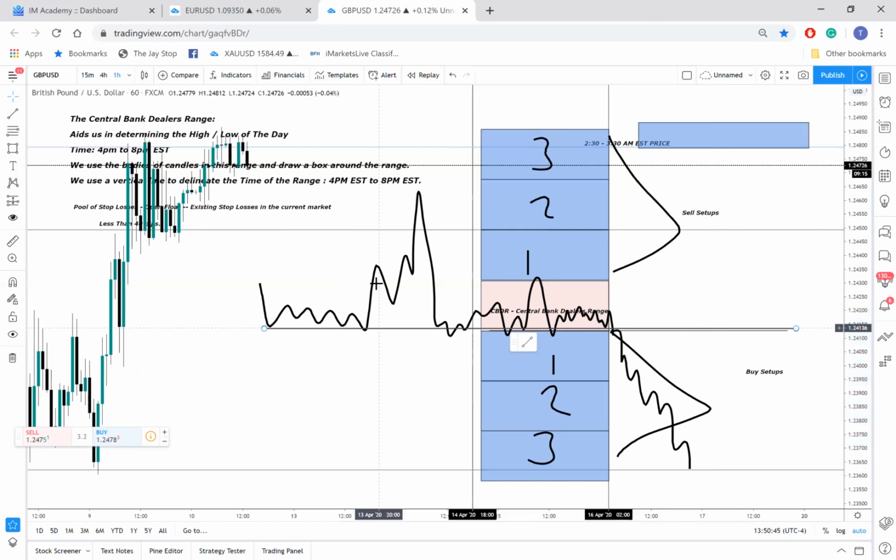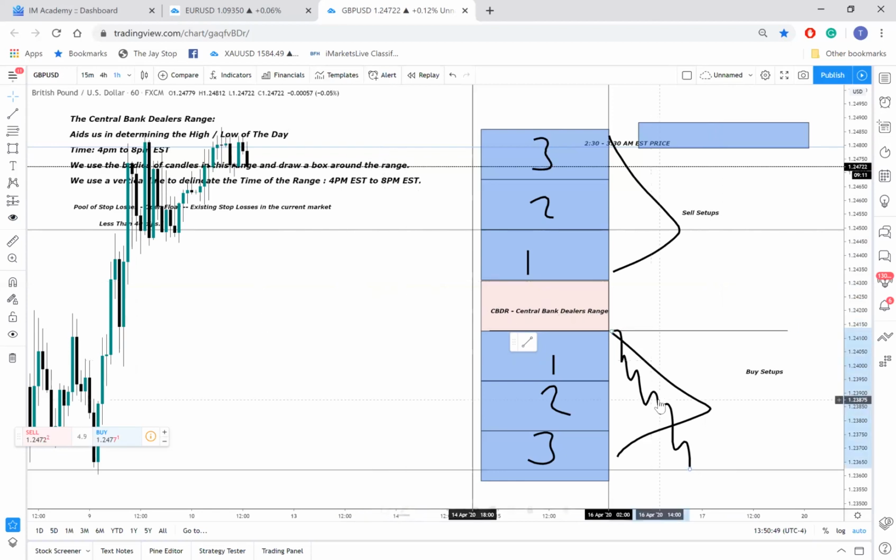So now that we have the rules, let's now go into some chart examples. And let me just leave this here.